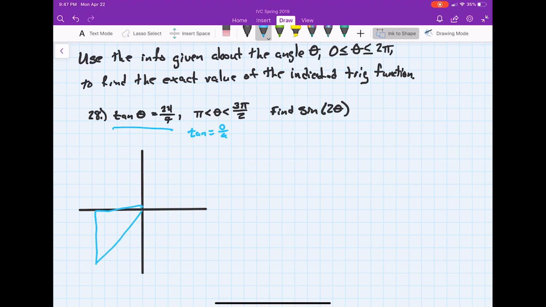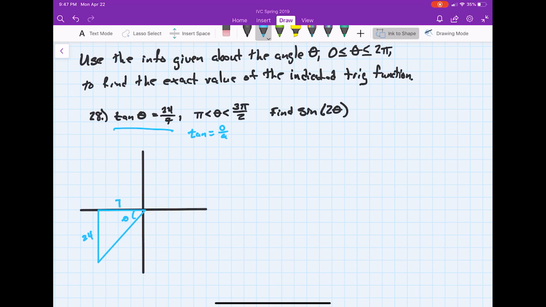And we are positive, we're restricted between pi and 3 pi over 2. So that's why we're going to draw it in this quadrant. So since we're opposite over adjacent, the 24 goes here and the 7 goes here. And technically, both of these are negative, even though when we express it as tangent theta, we don't show that because negative over negative is a positive, right?